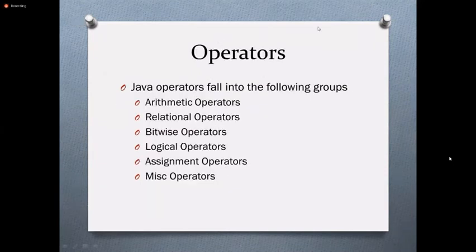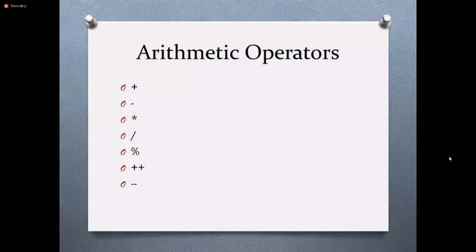Then we'll come on to the next topic, that is about operators. If we take Java, then Java operators fall into the following groups. One is arithmetic, then relational, bitwise, logical, assignment, and MISC operators. These are the groups of operators available in Java. As the first one, we'll consider the arithmetic operators.